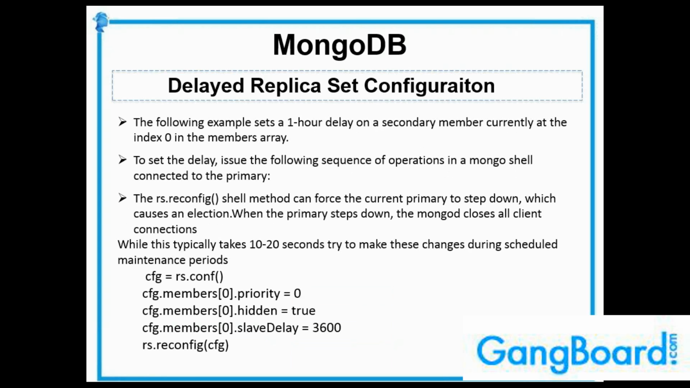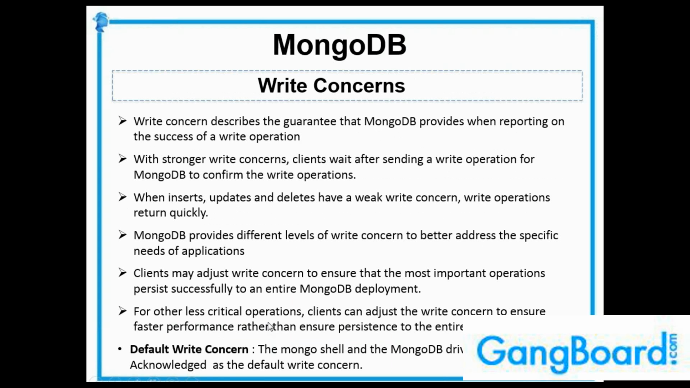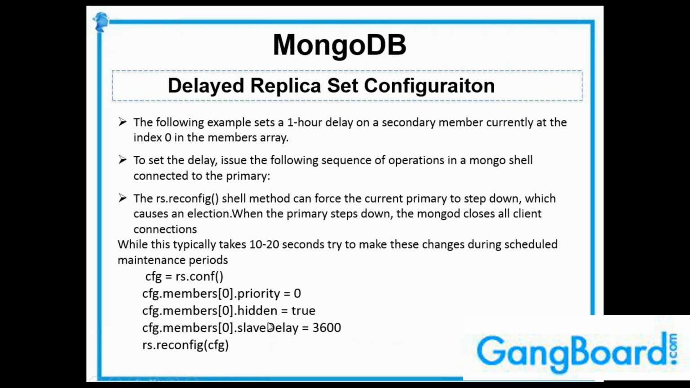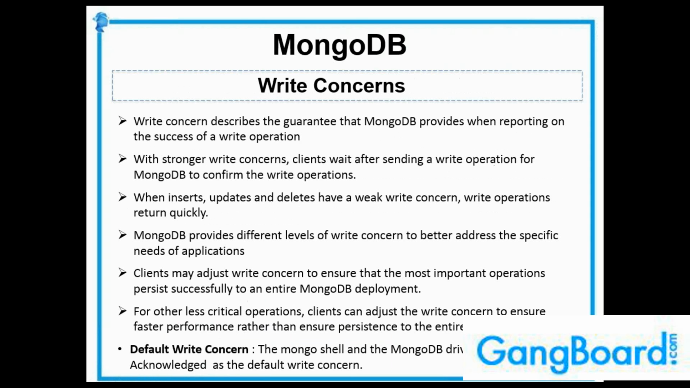These are the settings, like how to change the priority, how to change the hidden, and how to set the delay. After enabling the replication, if you run rs.conf, the current settings will come. You have to save that in some variable, and then you can change the settings, like priority for which member. Member numbers 0, 1, 2, 3 will be there. For whichever member you want to change, you can change. After that you need to run the reconfig. These are all practical things we will see tomorrow.